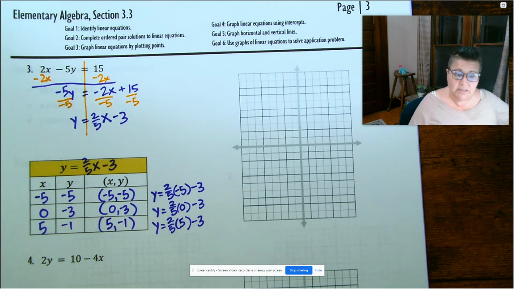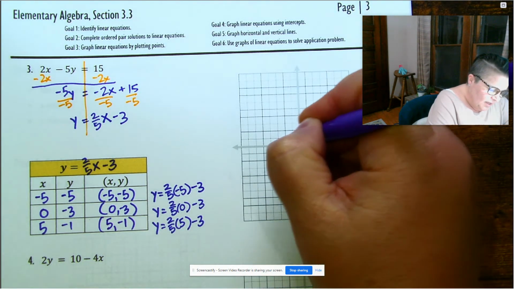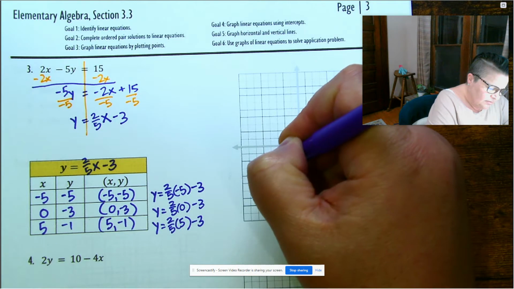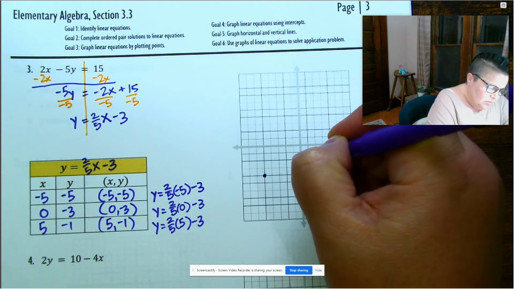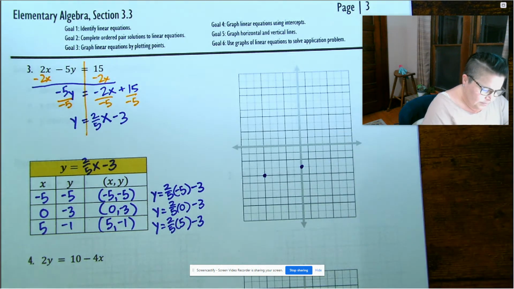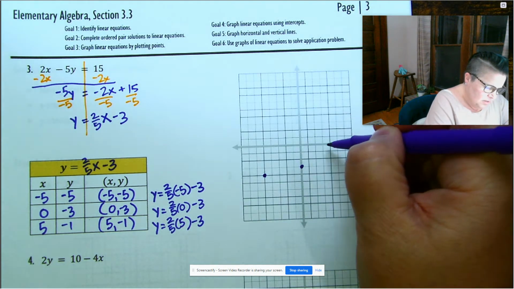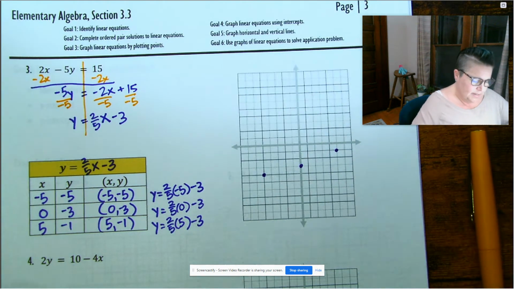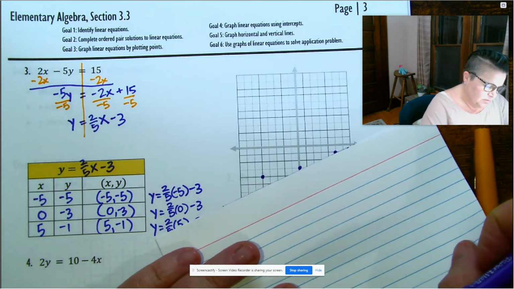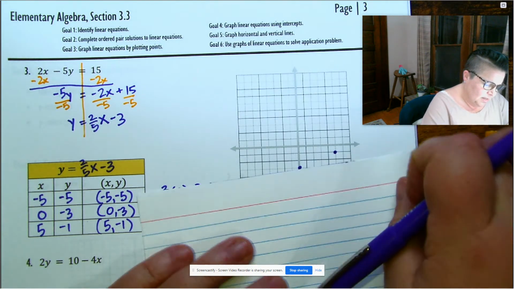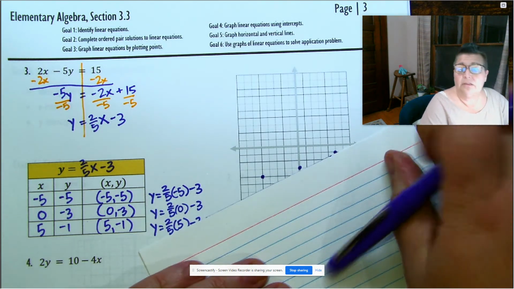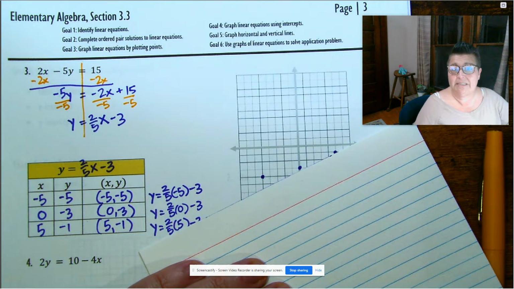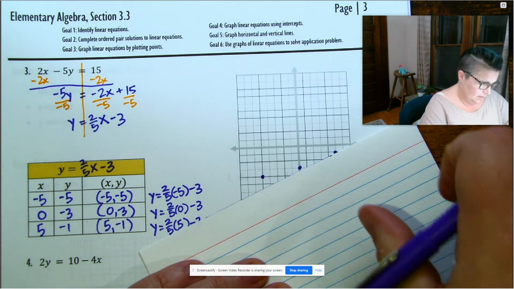With those 3 points to plot, I have a negative 5. 1, 2, 3, 4, 5, negative 5. I have a (0, negative 3). And I have a (5, negative 1). 1, 2, 3, 4, 5, negative 1. Now, when I go to plot these, once I have them plotted, I can graph the line. When I go to graph the line, do you see how the 3 of them do not line up? Yeah, the 3 of them do not line up. That means I have a mistake. Somewhere there is a mistake.